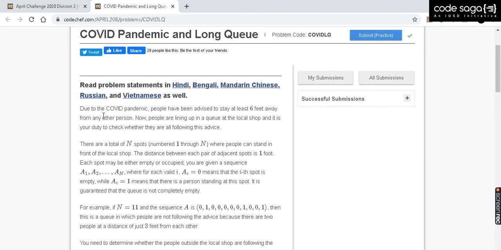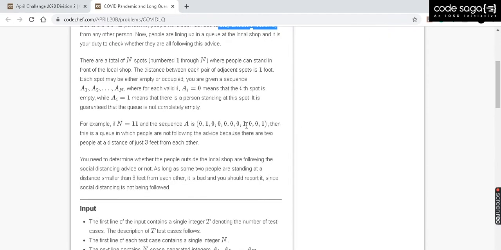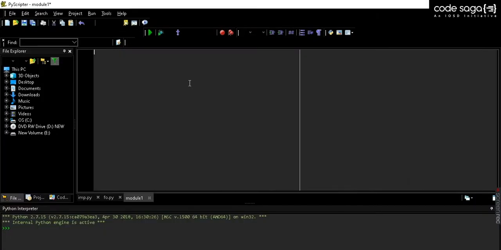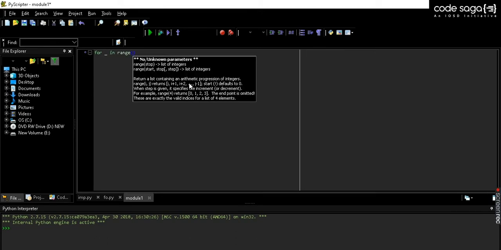What we have to see is, are people following the rules of the COVID pandemic, which is to stay at least 6 feet away from each other. So what we basically have to check is, are the consecutive ones, that is the first appearance of 1 and the second appearance of 1, 6 feet away, the second appearance and the third appearance are 6 feet away. If any one single consecutive appearance of ones is less than 6 indexes away, we will say they're not following the rules. I will be writing my code in Python, but I will explain to you how to do it in C++ as well if there is a difference logically.